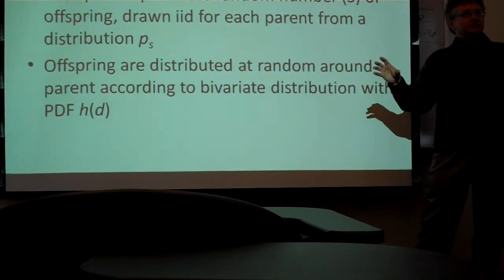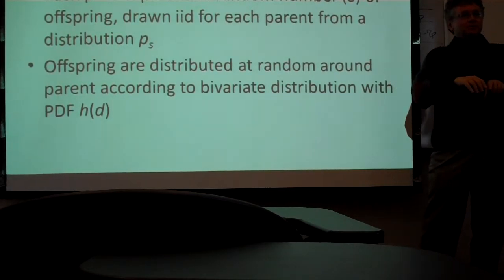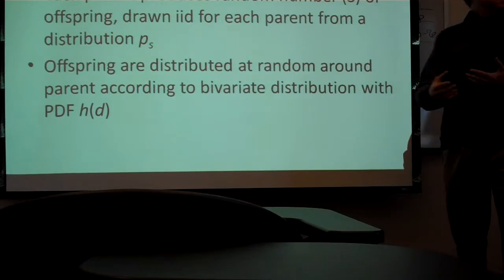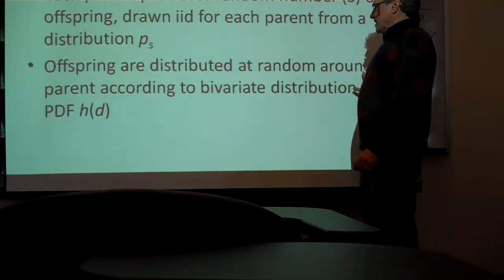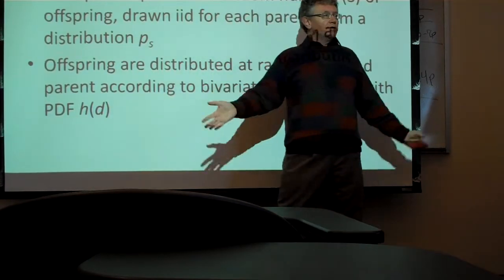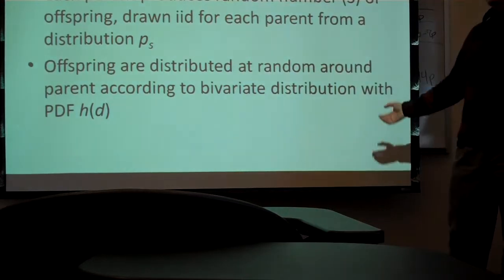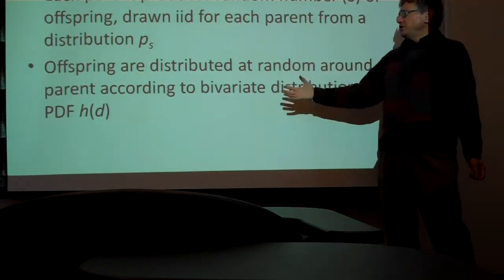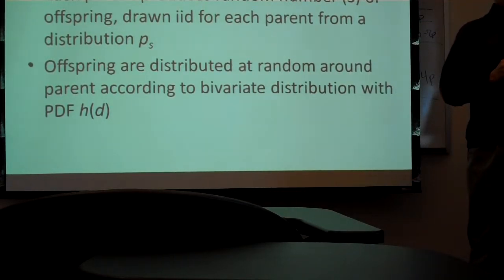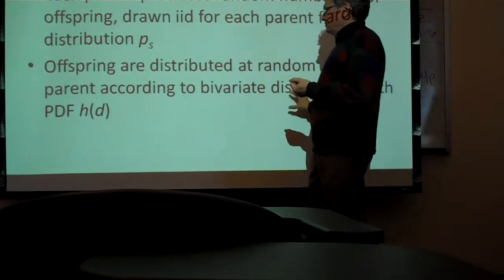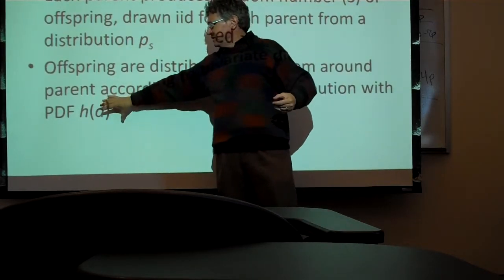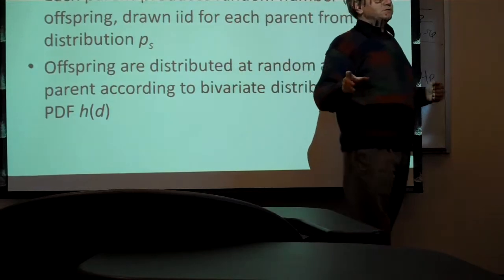It could be elliptical, or biased in a particular direction to represent wind or something like that. But again, this probability distribution function H is the same for all the parents. This is a way of generating a random clumped pattern, where the degree of clumpiness has to do in part with the average number of offspring and how narrow the distribution of offspring is.